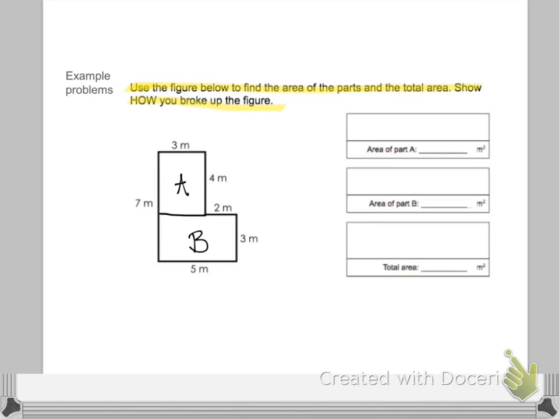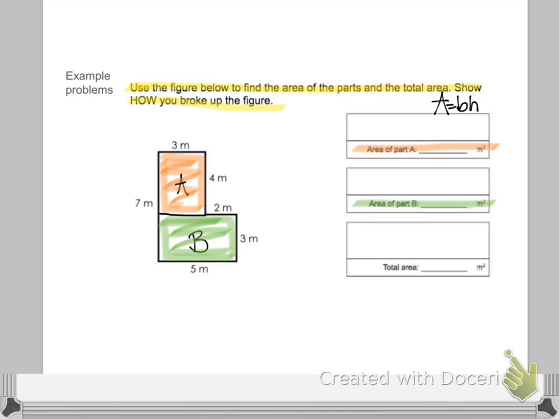I'm going to color my rectangles. Rectangle A, I'm going to shade orange and then shade my workspace. And rectangle B, shade green and then shade my workspace for B. In order to find the area, we need to use the formula. Area is equal to base multiplied by height.